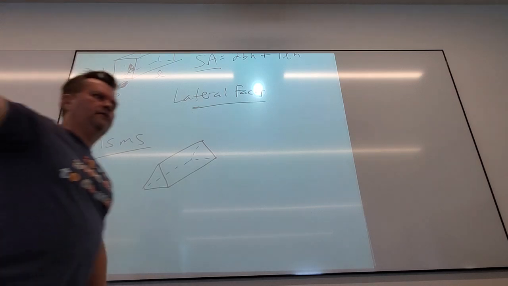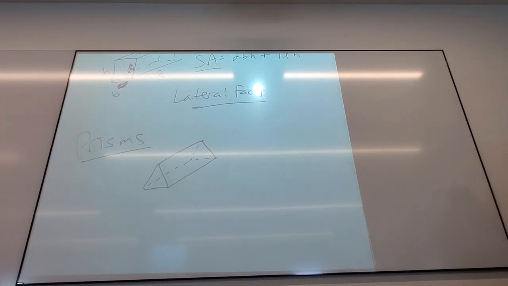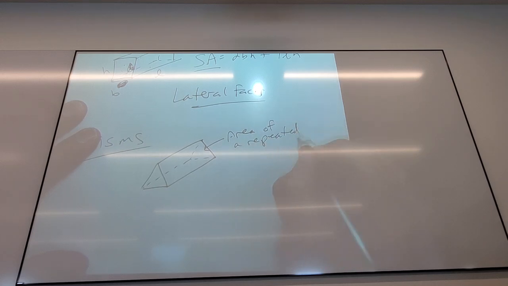Now, what would the area of this prism be? And let me give you some information. I'll say the area of a repeated shape, we'll call it A.